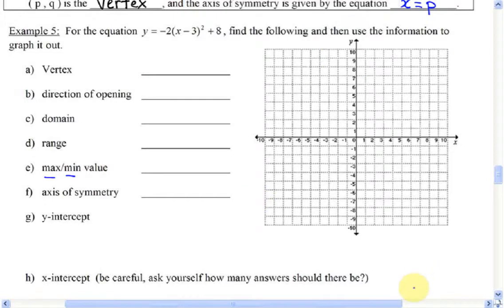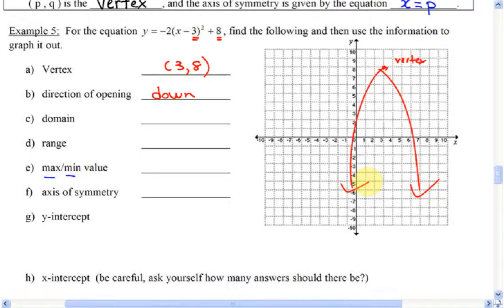Okay, what's the vertex here? All you need to do is look at the equation, your p and the q value. So 3, 8. Now, how do we figure out the direction of opening? Well, we're looking at the sign in front of the a value. Since it's negative, it opens down. Now, by the way, you should have enough information to already do a quick sketch. You don't need to do this right now, but 3, 8 is the vertex, and if you know it opens downward, it should be looking like this somehow. You already have a good idea of what it looks like.